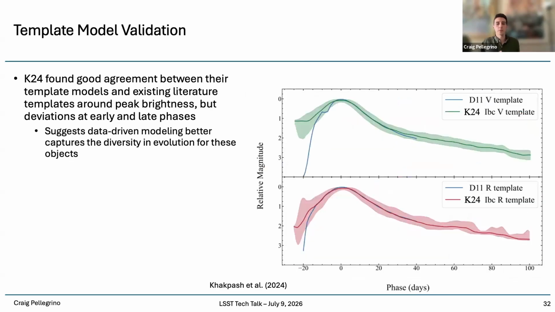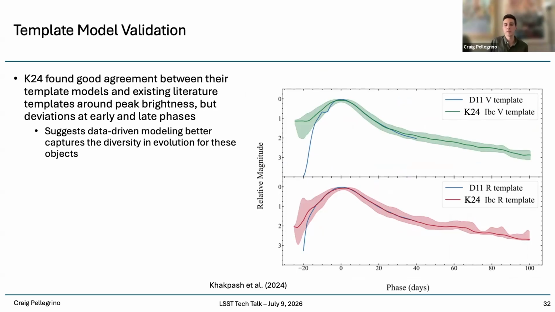So they compared their templates with some other contemporary templates of other stripped envelope supernovae in the literature, which is being shown here on the right. Their work is shown in the different colored bands compared to these other templates from Drout et al. in the literature, in both V band on top and R band on the bottom. So overall, the agreement is quite good around light curve peak.